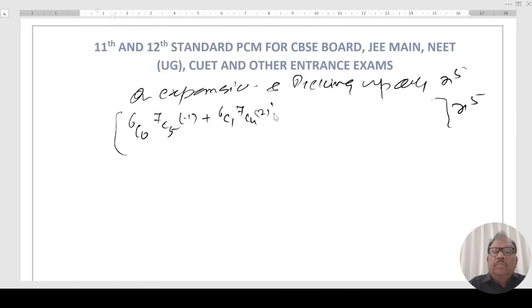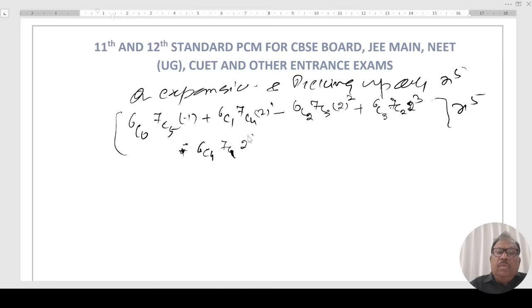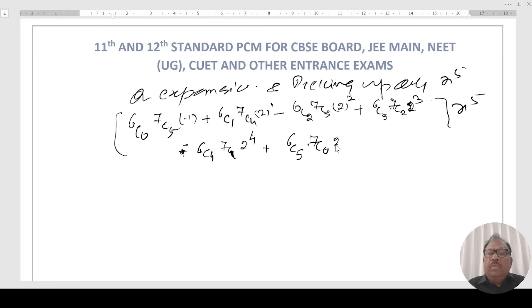Minus 6C2 7C3 into 2^2, plus 6C3 7C2 into 2^3, plus 6C4 7C1, this will be a minus term, into 2^4, plus 6C5 7C0 with positive sign into 2^5, taking common x^5. This is common x^5.